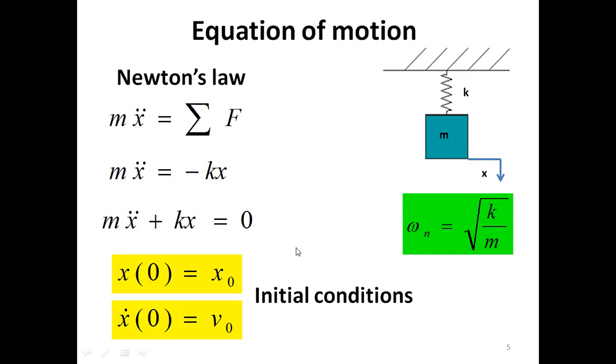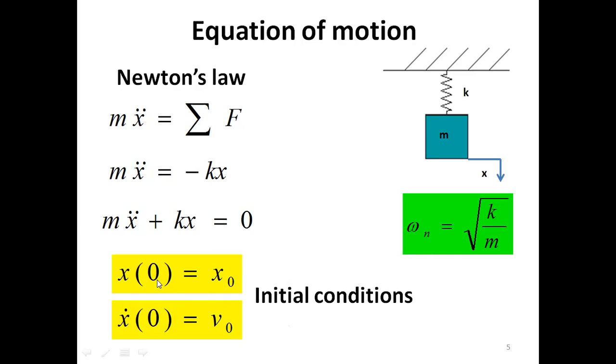Time is the independent variable in that parameter, velocity, acceleration, and displacement. Initial conditions mean that when time is equal to 0, what is the displacement? When time is equal to 0, what is the velocity? So by that we mean the initial conditions. Initial condition is the time where you are starting the reading. So at that time, what is the displacement of the system? At that time, what is the velocity of the system?